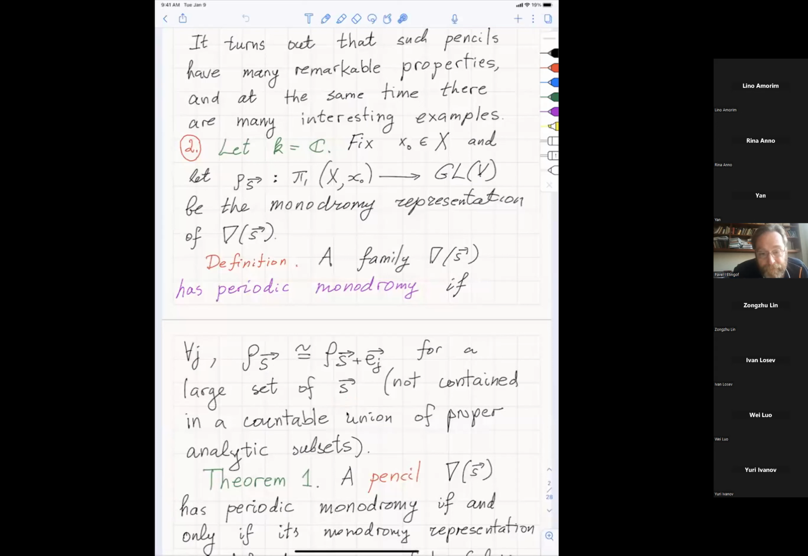Pasha, just to be pedantic, will you work with the analytic topology, or since your K is an arbitrary algebraically closed field, with the Zariski topology? I will work with both. But at the moment I'm talking about complex varieties, and here when I say that generically rho S is isomorphic to rho S plus EJ, I want it to be true on a set which is big in the sense that it is not contained in a countable union of proper analytic subsets of the space C to the N.